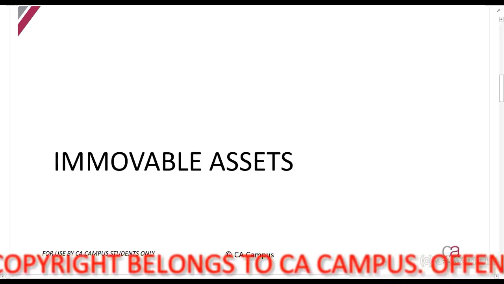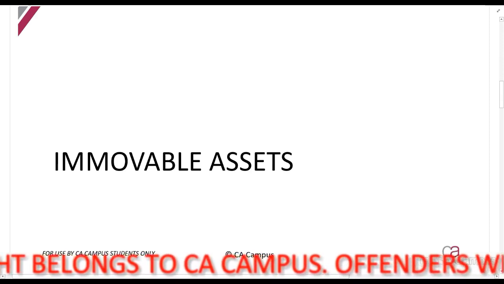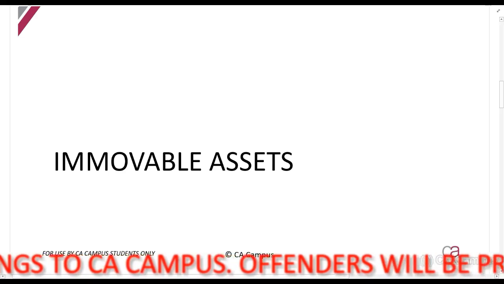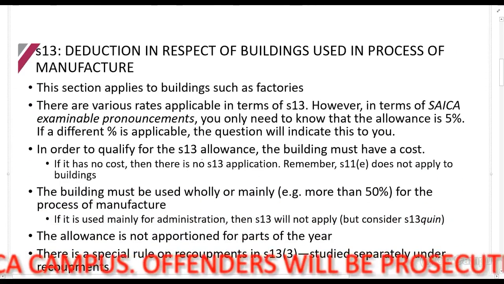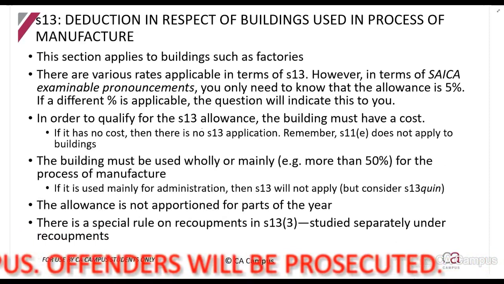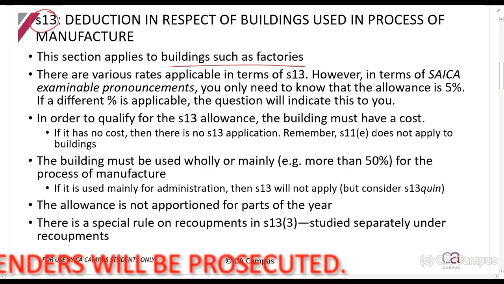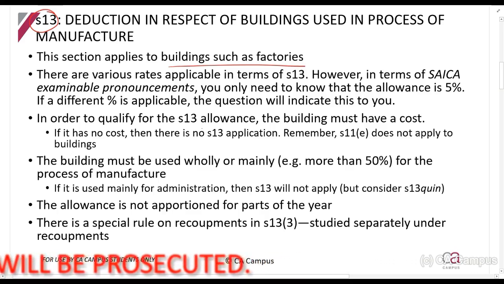Make sure, guys, that you pay attention to how it is used, what it is used for. Is this a factory building? Is it an office building? And so forth. Okay, so the first one is section 13, and section 13 applies to buildings which are used in the process of manufacture. Now, the process of manufacture is like a factory building.